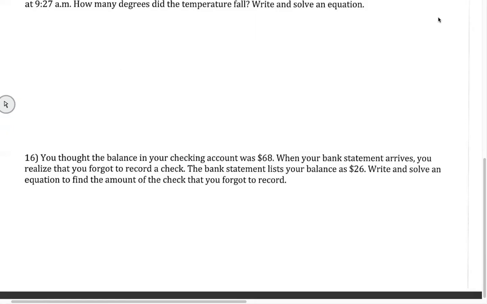Now, a lot of you guys are already saying the answer. It's nice and easy, but this is where you use it. You have $68 is what you thought, minus the check that you forgot to write has to equal $26, right? So you guys are using mental math to determine that it has to be $42. And you are correct. And we can do that by guess and check, or you can solve it.